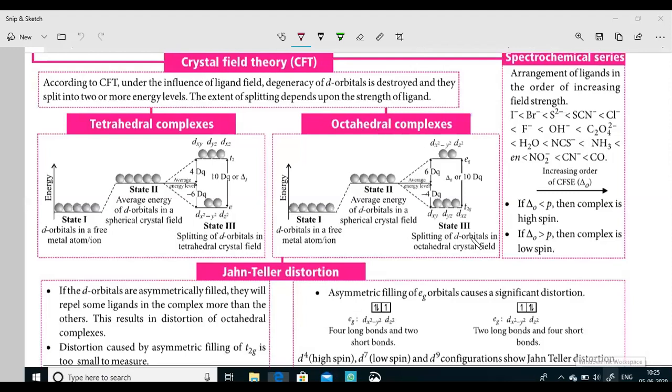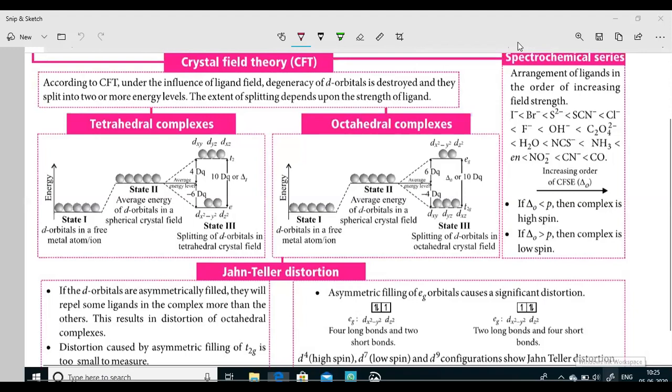Crystal field theory. So why has this theory been put forward? Because in order to explain whatever disadvantages the valence bond theory did not explain, this crystal field theory was put forward after some years. Okay, let us discuss this crystal field theory. According to crystal field theory, under the influence of ligand field, degeneracy of d orbitals is destroyed.